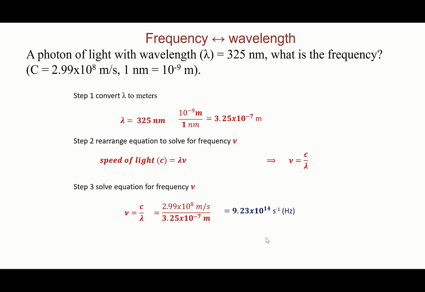Sometimes the question probably would ask you to put the answer in a higher unit using the SI prefixes. So you could probably express this as a megahertz. So you will need to convert this from hertz to megahertz using the SI prefixes, which is 1 megahertz is 10 to the power 6 of hertz, is 9.23 times 10 to the power 8 megahertz.